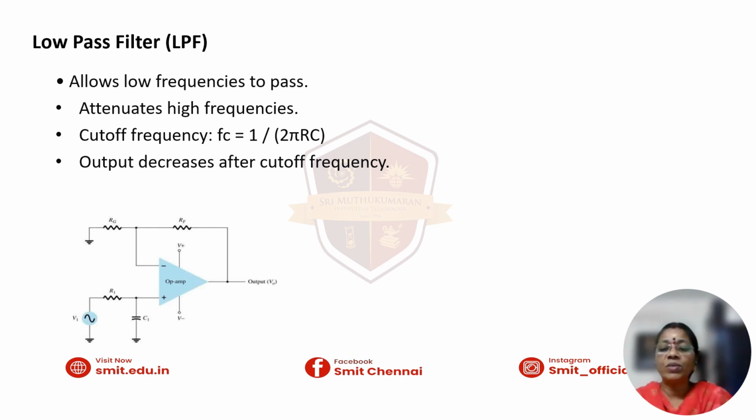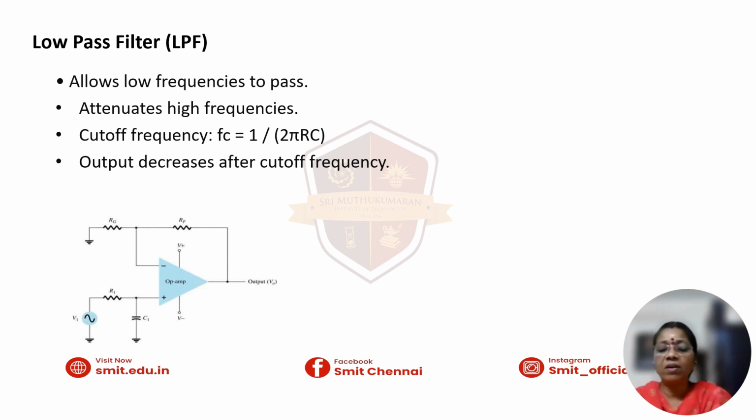The cutoff frequency is calculated as Fc equal to 1 by 2 pi RC. The Fc is also known as the break frequency. The gain of the circuit is given as A max equal to 1 plus Rf by Rin, which is also called the passband gain of the amplifier. Rf is the feedback resistance and Rin is the input resistance.